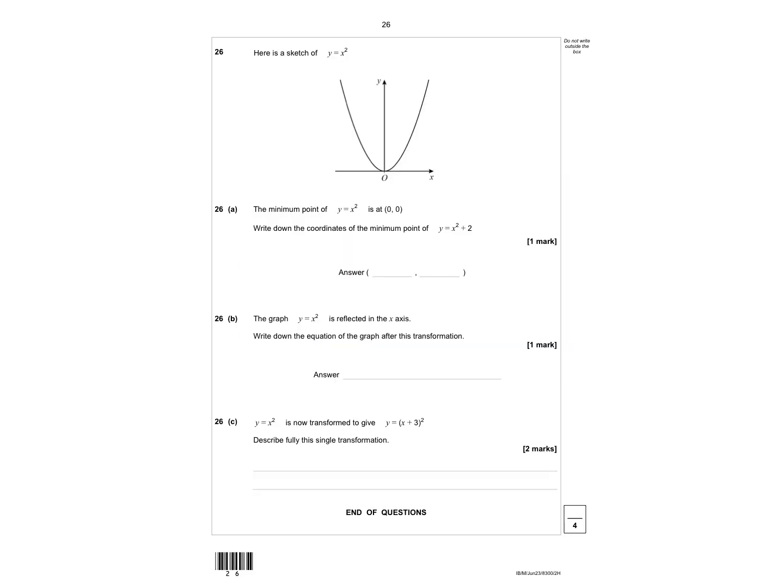Question 26. We've got a question on transformations of graphs. The minimum point of y equals x squared is at 0, 0. The minimum point of y equals x squared plus 2. So this is a translation with a vector 0, 2, i.e. the graph is moving 2 units up, which means this turning point will move 2 units up and it will move up to 0, 2.